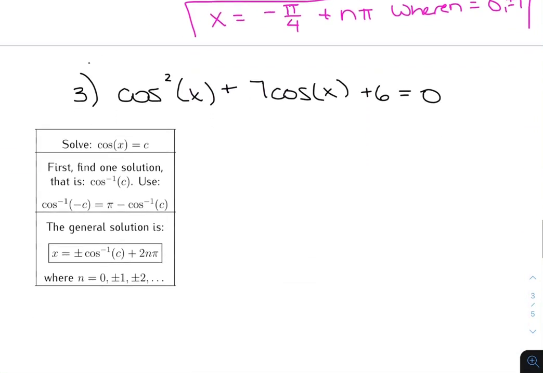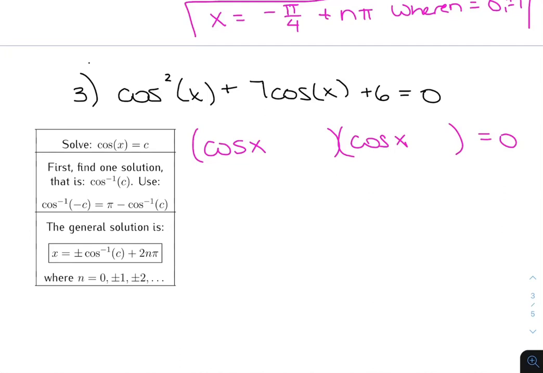For the next problem, we again have another quadratic equation. This is a quadratic again because of the squared. So again, we can do the same thing. We can try to factor this. Once we factor, we again have to open up our two parentheses. Now we have to think of two numbers that multiply to give you 6, but add up to give you 7. So the first thing that we have to do is add cosine x here.